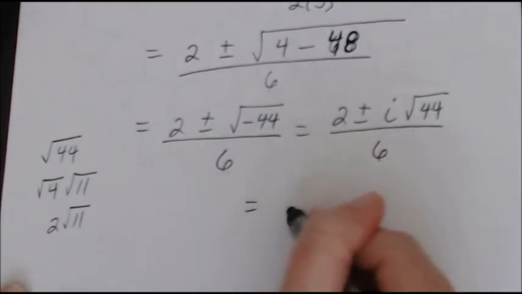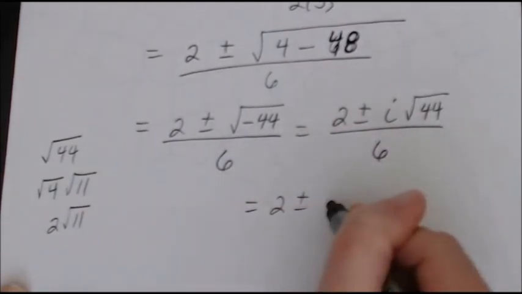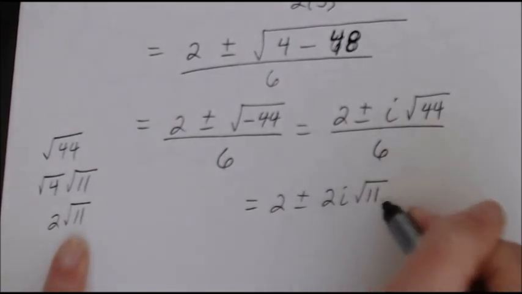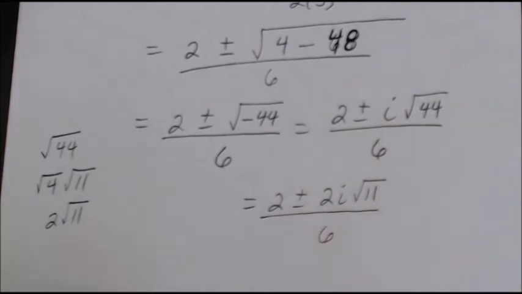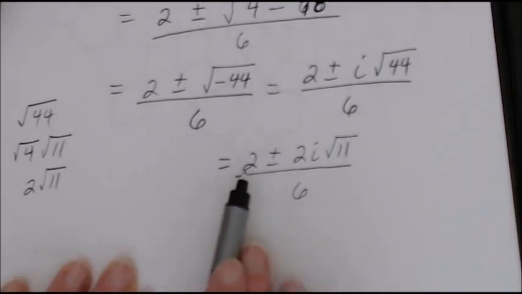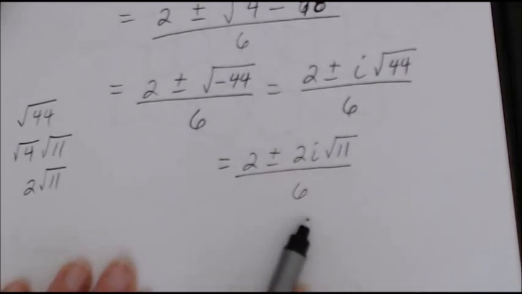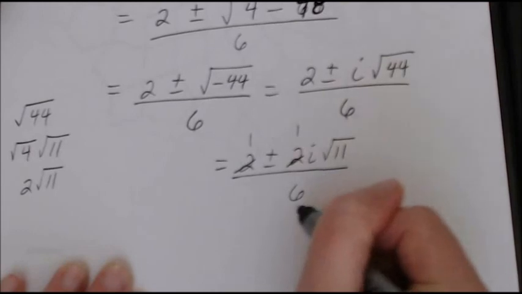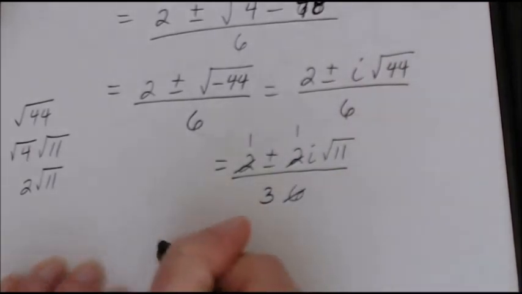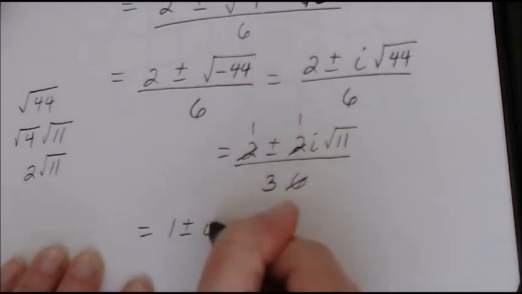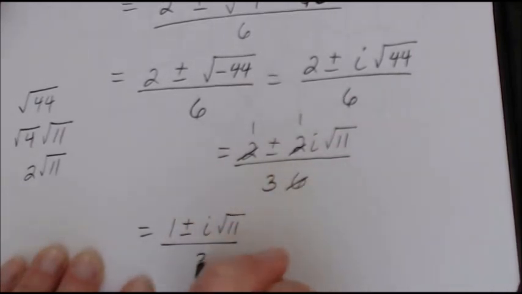So we come back and rewrite what we've got. We've got 2 plus or minus 2i radical 11, all over 6. And then let's go ahead and simplify what we've got. Everything that's there, the 2, the 2, and the 6, they're all divisible by 2. So let's go ahead and divide that. 2 goes into 2 once. 2 goes into 2 once. 2 goes into 6 3 times. So you may write this as 1 plus or minus 1i times the square root of 11 all over 3.